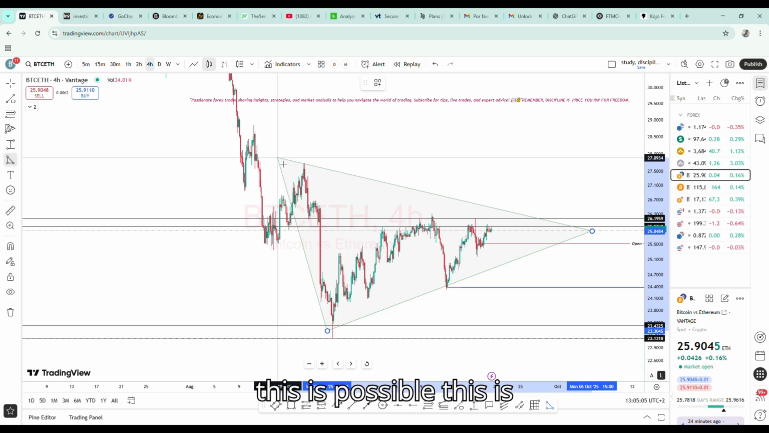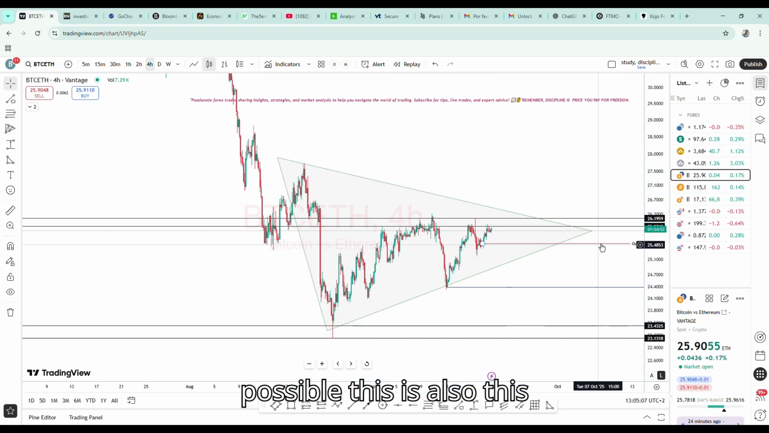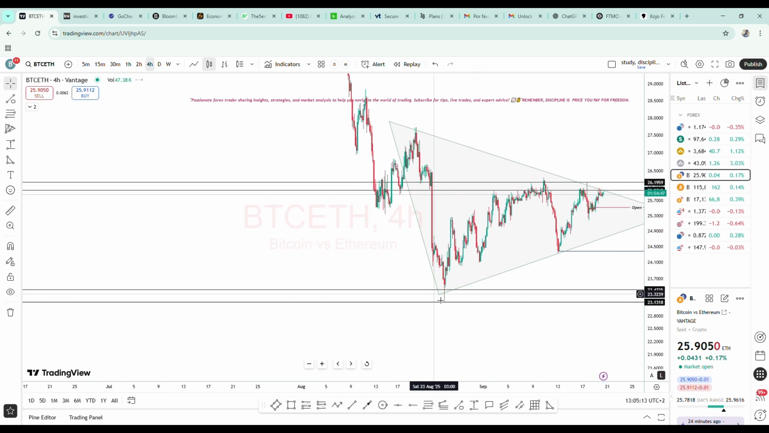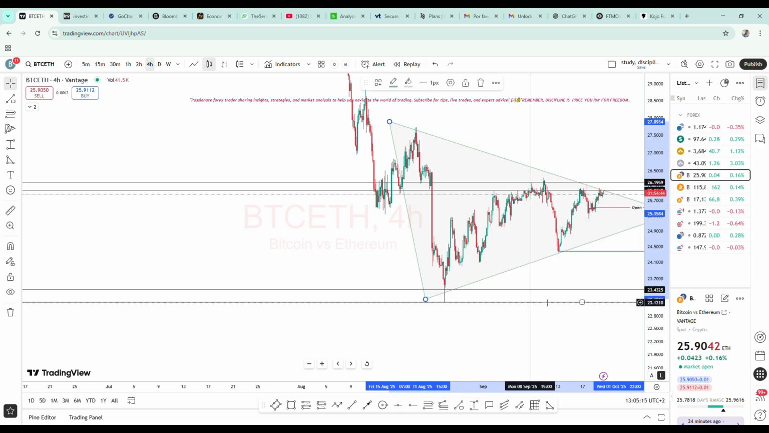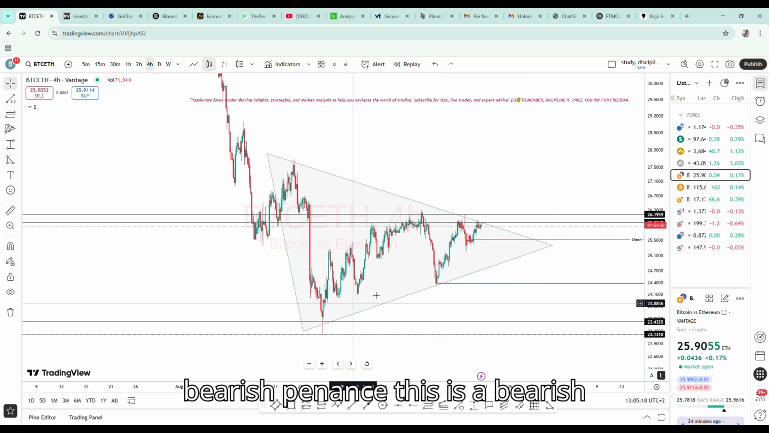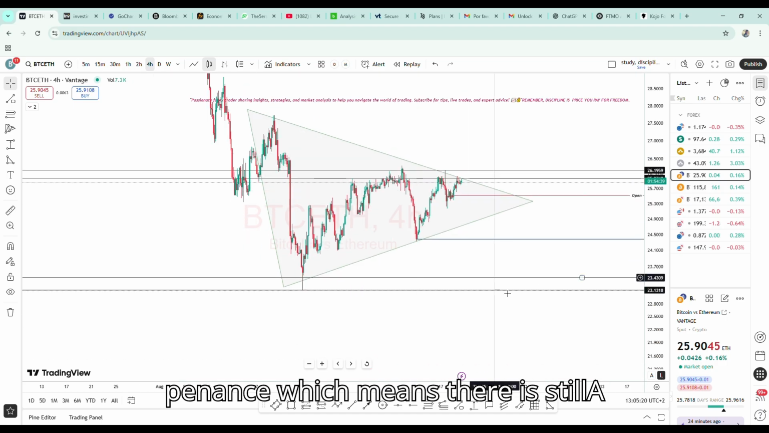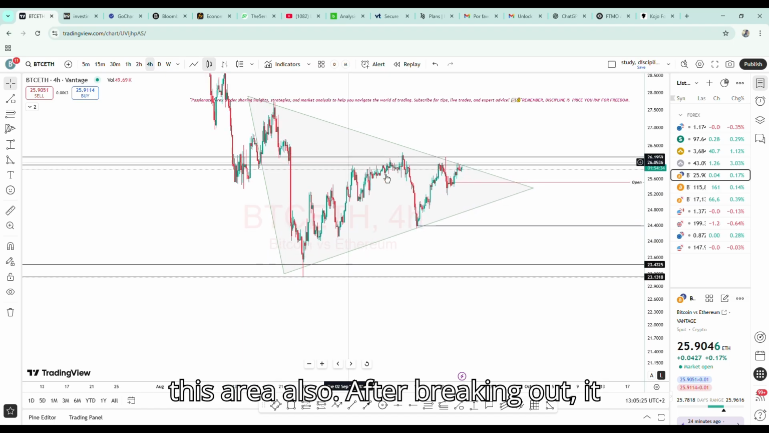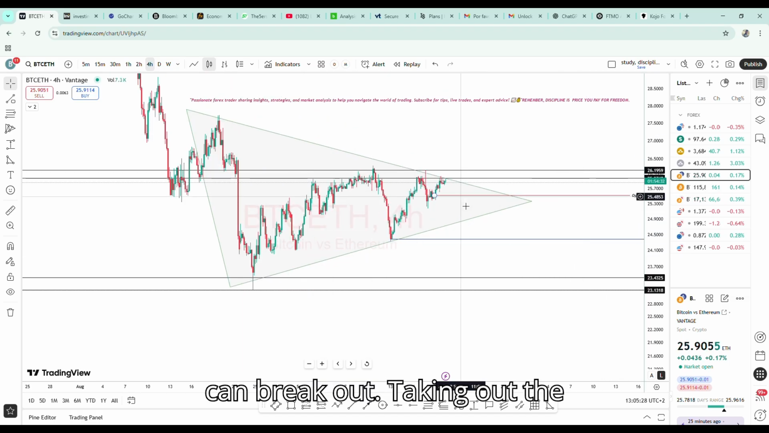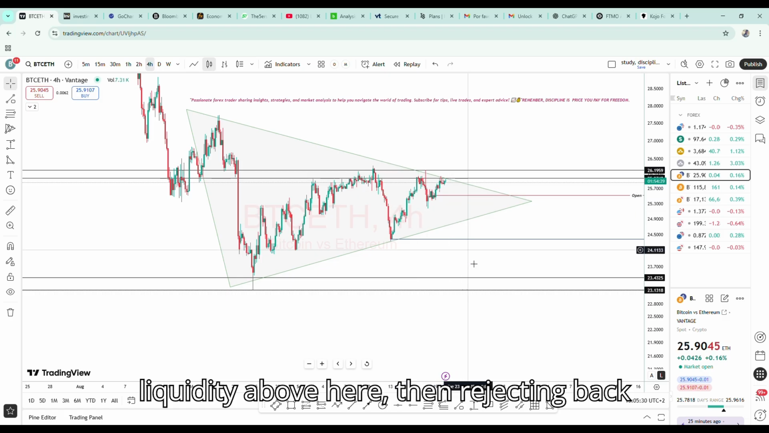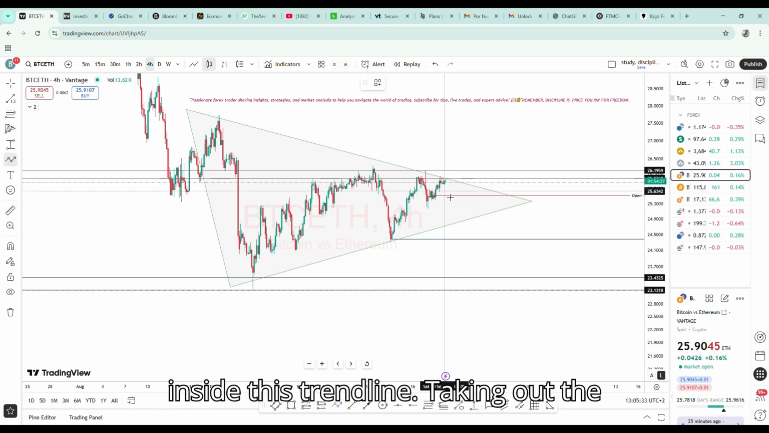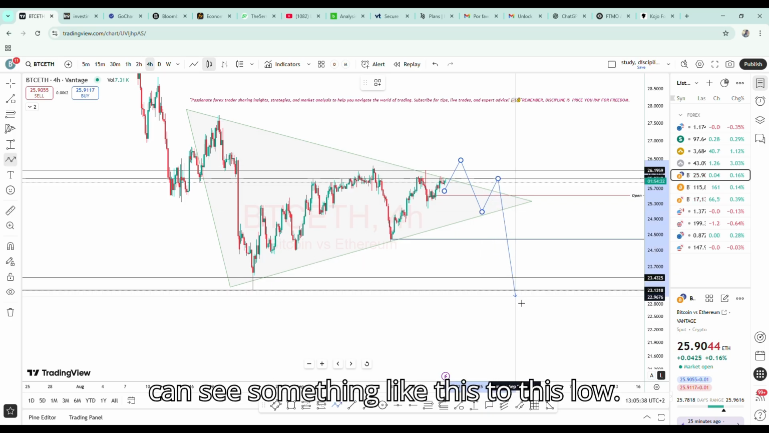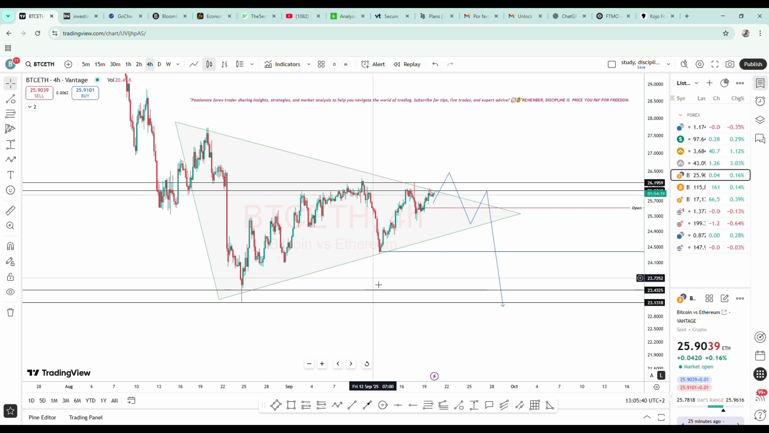This is possible. This is also a bearish pennant, which means there is still a continuation possible to happen from this area. After breaking out, it can take out the liquidity above here, then reject back inside this trend line, taking out liquidity and then come back, and then you can see something like this to this low. It is possible for this.